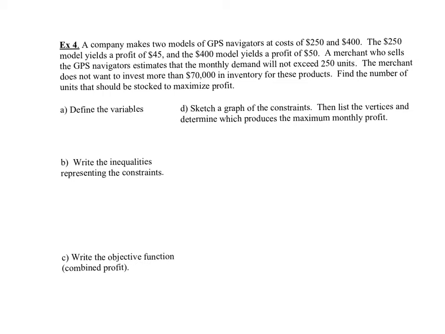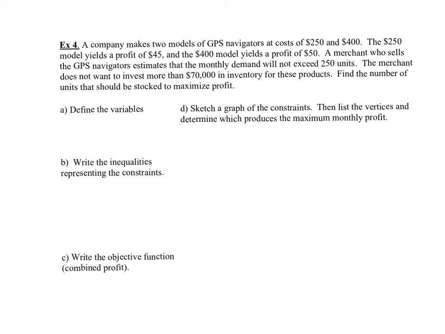Okay, so for example 4, it says a company makes 2 models of GPS navigators at costs of $250 and $400. The $250 model yields a profit of $45, and the $400 model yields a profit of $50. A merchant who sells the GPS navigators estimates that the monthly demand will not exceed 250 units. The merchant does not want to invest more than $70,000 in inventory for these products. Find the number of units that should be stocked to maximize profit.